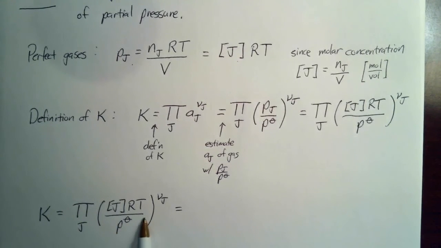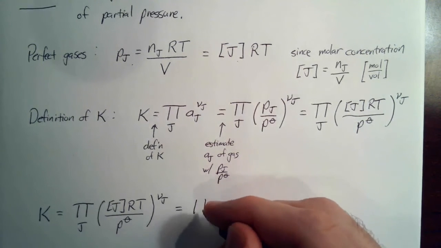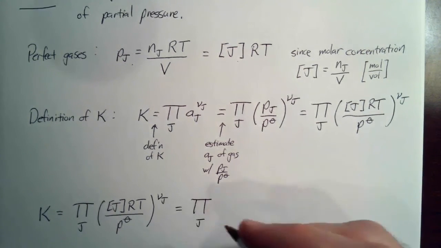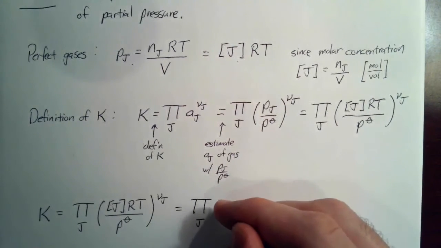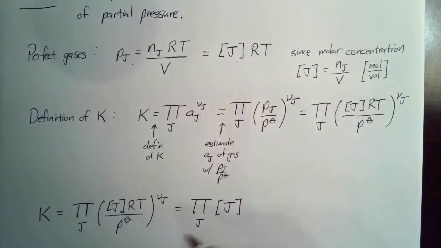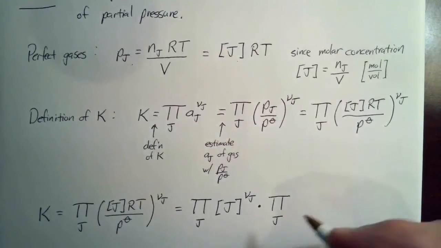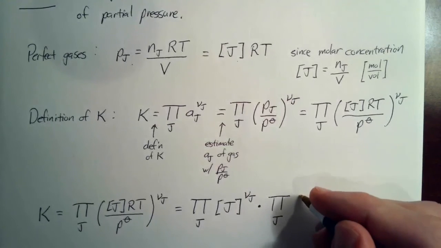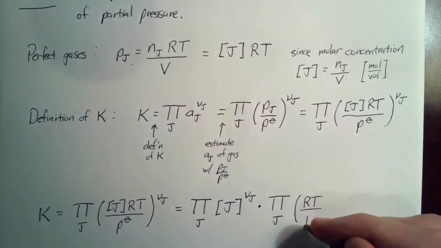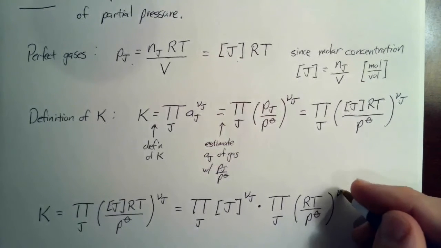And this is a product of many terms, and the order of operations when you're multiplying doesn't matter. So I can break this product up into the product of two products, okay? So that's what I'm gonna do, and I'm gonna group things in a convenient way. The first is I'm gonna take the molar concentrations and multiply all those together first, and then to that, I'm gonna multiply everything else. So I'll have RT over P standard to the nu_J.